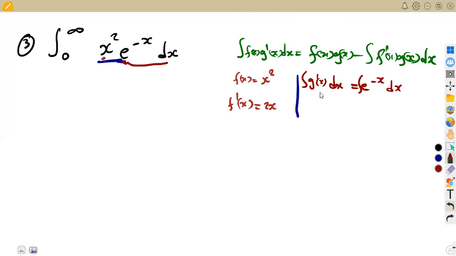If we integrate this, we are supposed to obtain g of x. Remember the integral of e is e to the exponent of f of x over the derivative of this f of x, which is -1. So we are going to obtain negative e to the exponent of minus x, which is the same as -1 over e to the exponent of x.